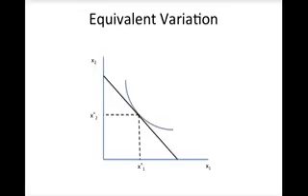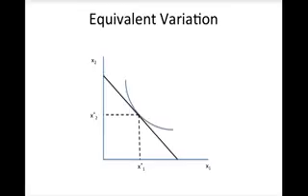The other way to measure consumer surplus is using equivalent variation. With compensating variation, we were paying the consumer after the price increase to bring them back to their original utility level. With equivalent variation, we're doing the opposite. We're asking how much money we would have to take away from this consumer now in order to make him or her as worse off as they will be after the price change. So, we're not being very nice to this consumer.